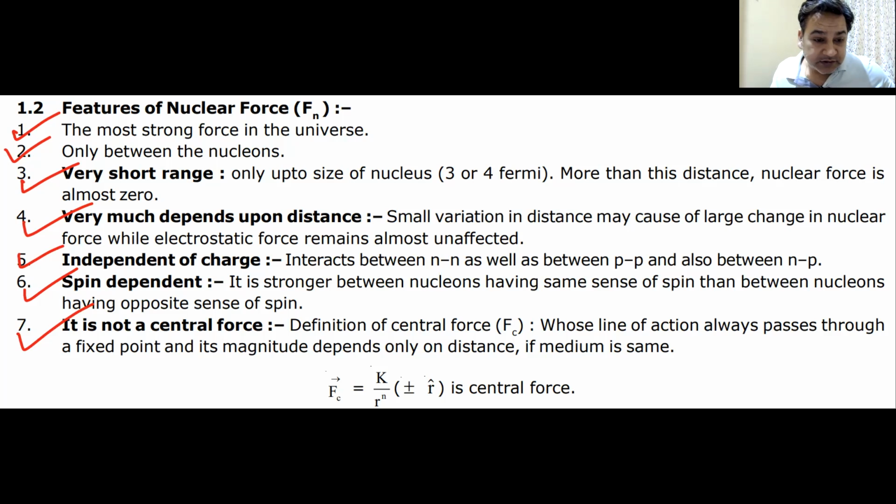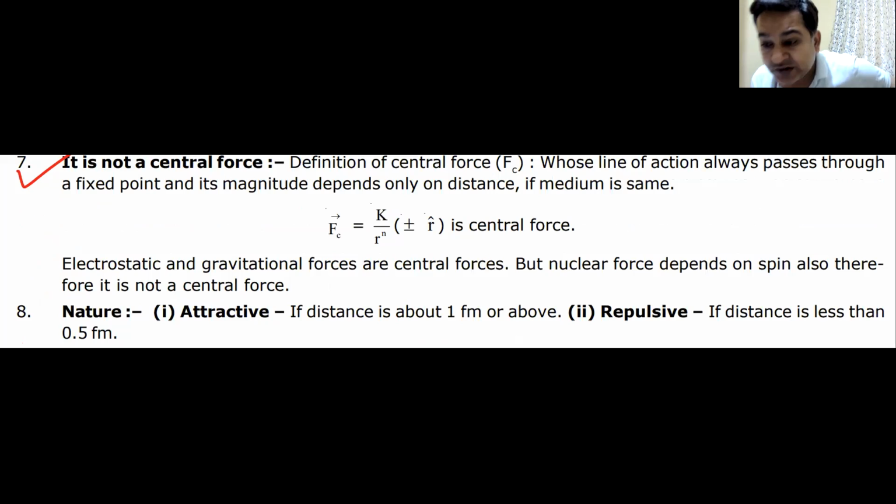And remember, the most important point is coming in the last two lines. First of all, it is not a central force. Electrostatic and gravitational forces are central forces, but nuclear force depends on spin. I said it does not depend on spin, a slip of tongue. It depends on spin, and also it is not a central force. Do you understand this?